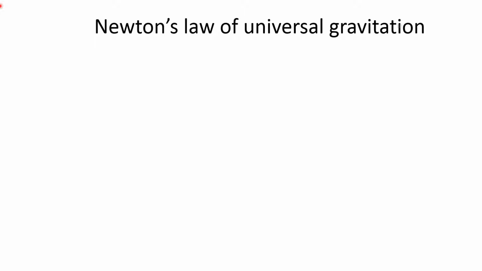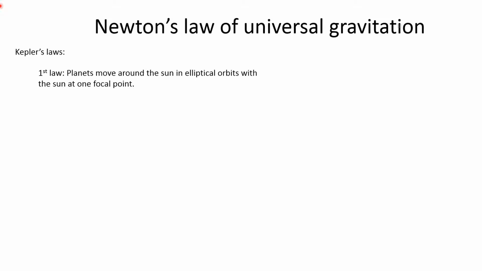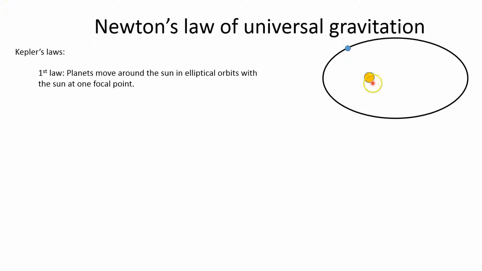Hello, this is a movie about Newton's laws of universal gravitation. Let's first start with Kepler's laws. Kepler found out by studying the orbits of the planets around the Sun that planets move around the Sun in elliptical orbits with the Sun at one focal point. So each planet moves around the Sun like this, and the Sun is in one of the focal points.